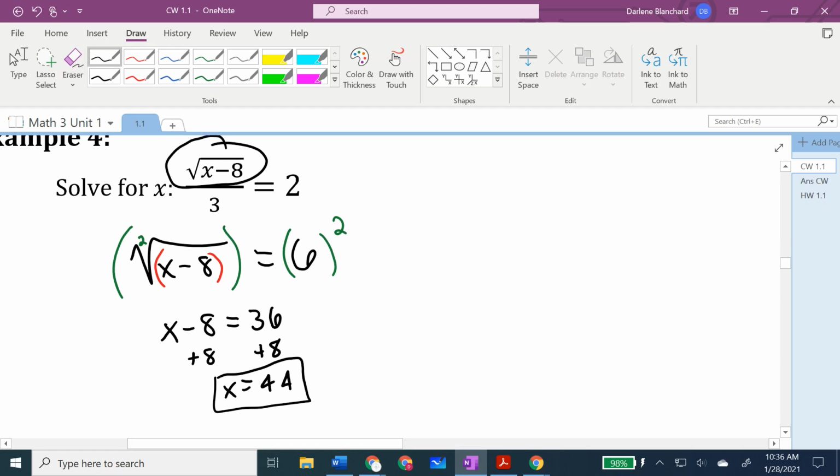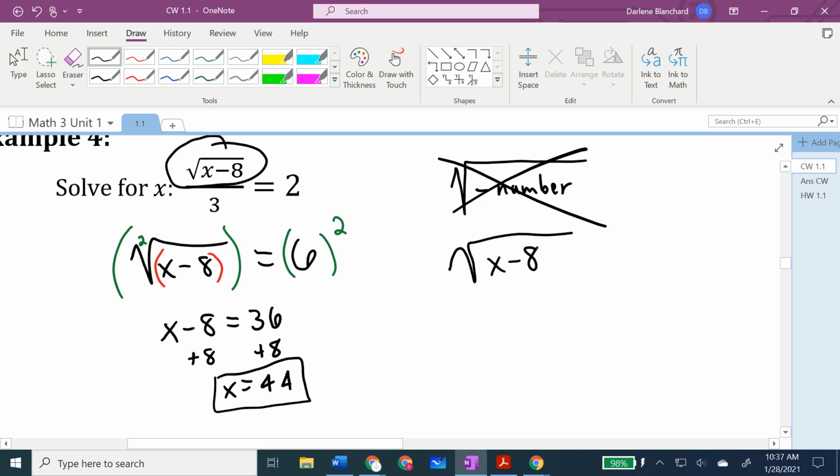The issue with square roots is that you cannot take a square root of a negative number. What that means is the expression under the square root must be positive. It can be 0. If I plug 44 into this x, will I get a positive number?